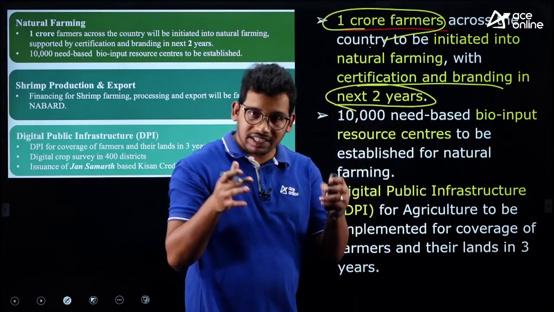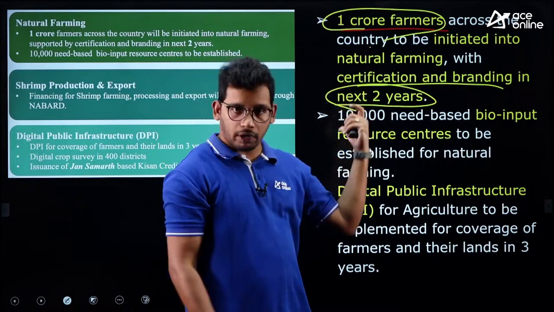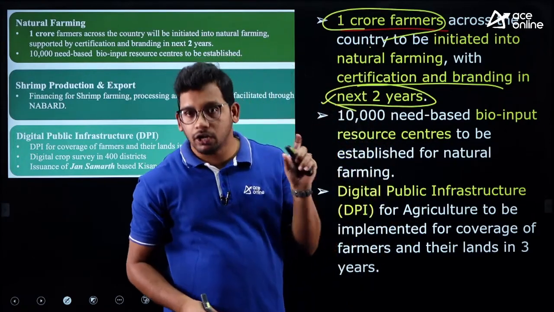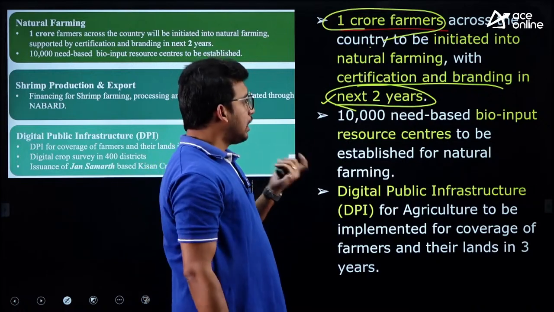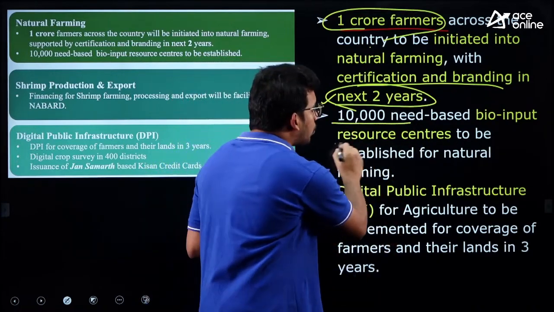So whatever skills they have developed, or whatever crops they are going to generate through natural farming, in the next 2 years they are going to develop the branding of those things, right. Next one, 10,000 need based bio input resource centers.